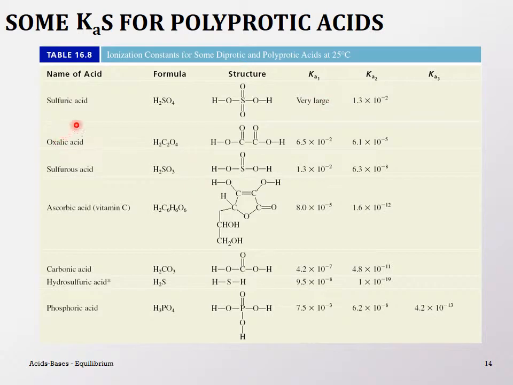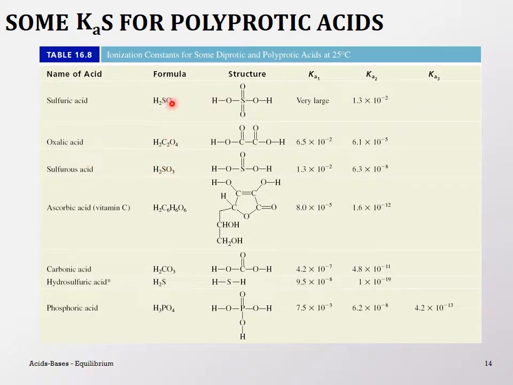And so sulfuric acid, Ka1, is very large because you have a complete ionization for one proton. For the second proton, it's 1.3 times 10 to the negative 2, which is still fairly good for a second ionization. Look at all the other ones over here. The second ionization is really small, which means that even the one ionization is very hard for it to do. We're getting into really weak acids by the time we're looking at oxalic acid and sulfurous acid.